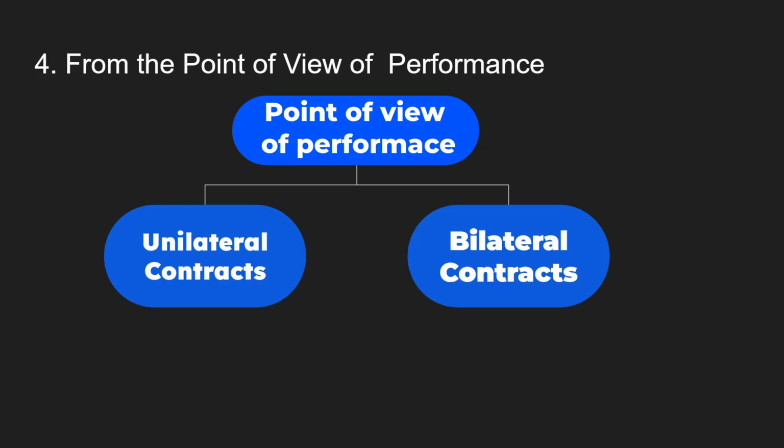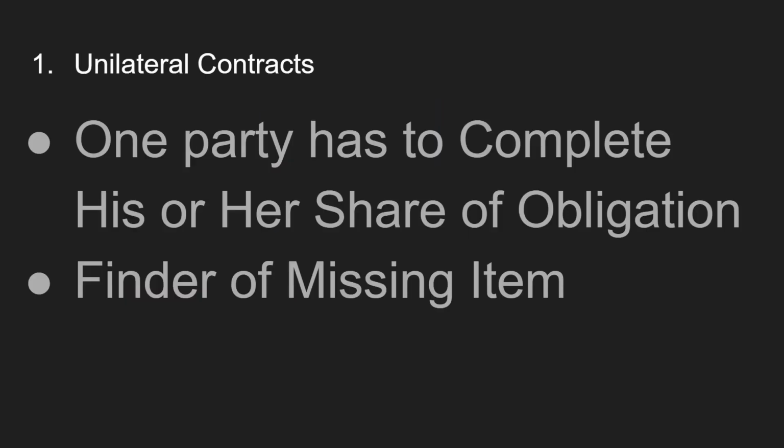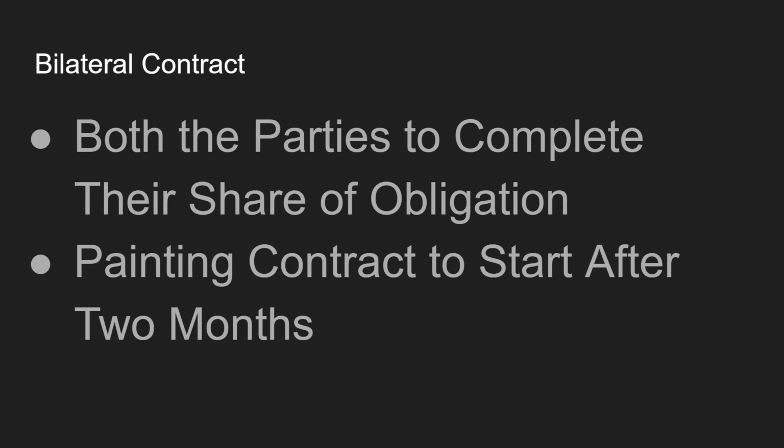The last division is from the point of view of performance. From the point of view of performance, we have divided it into unilateral contracts and bilateral contracts. A unilateral contract is where one party has to complete his or her share of obligation. So that is the finder of the missing item. Same thing. You found that item and it's your duty to hand it over to the person. So that is unilateral. One party has to complete their share of obligation. Now bilateral contract. Both the parties have to complete their share of obligation.